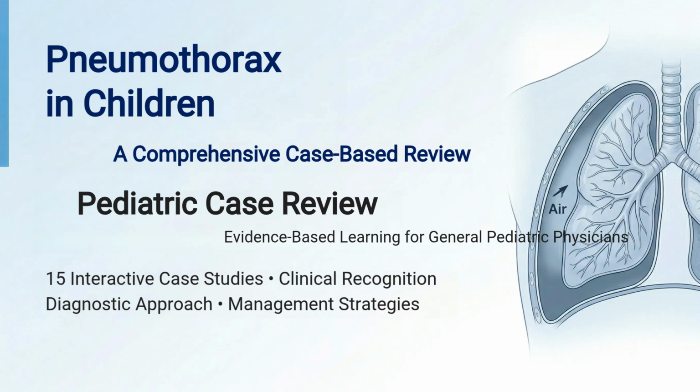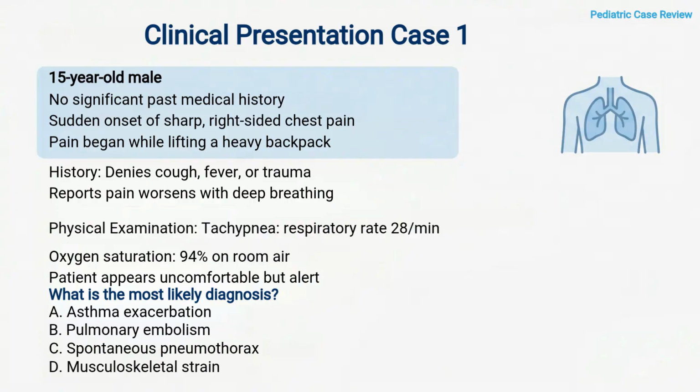Let us begin. Case 1. A 15-year-old male with no significant past medical history presents with sudden onset of sharp, right-sided chest pain. The pain began while lifting a heavy backpack. He denies cough, fever, or trauma, and reports the pain worsens with deep breathing. On physical examination, tachypnea with respiratory rate 28 per minute, mild tachycardia, and oxygen saturation 94% on room air. The patient appears uncomfortable but alert.